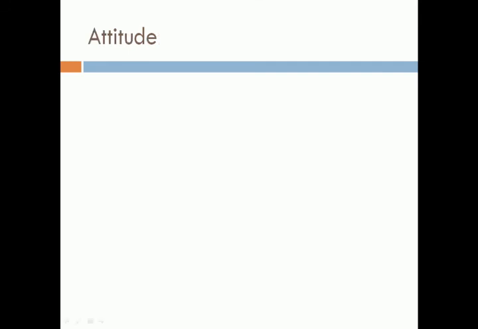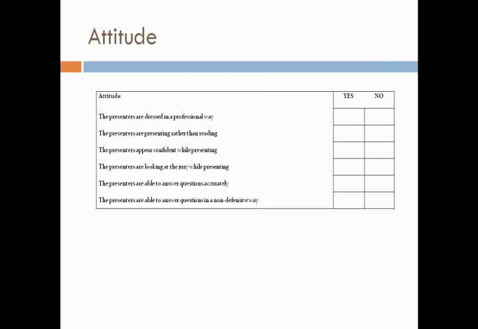Now, the last but definitely not the least important category is the category of the attitude. You have to present with a certain attitude. So what is it that the lecturers want to see? They want to see that you're dressed in a professional way. So no jeans and sneakers, but a business-like style, obviously. They also would like to see that you're presenting rather than reading.